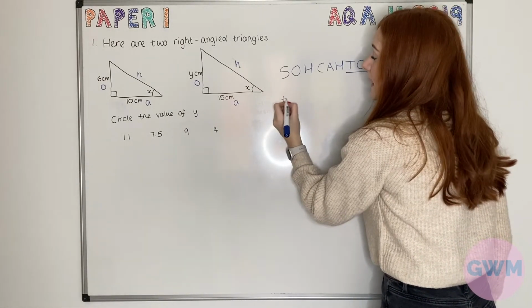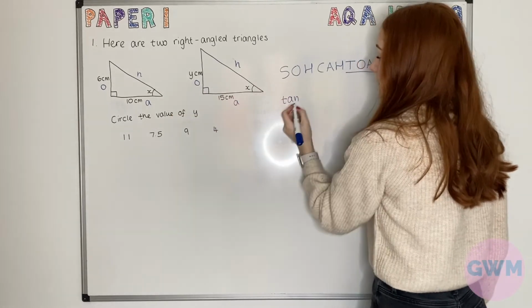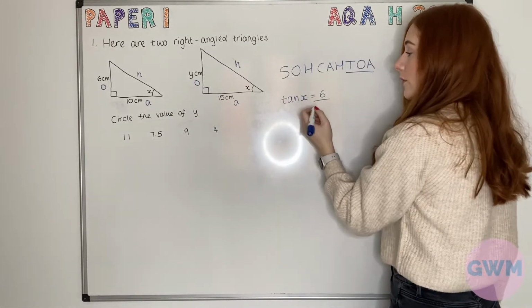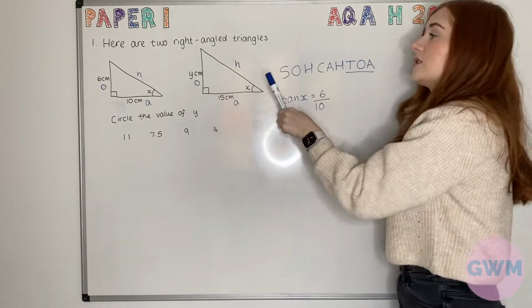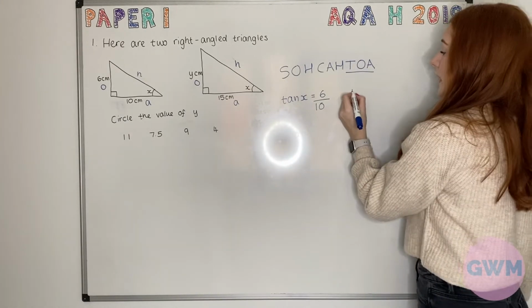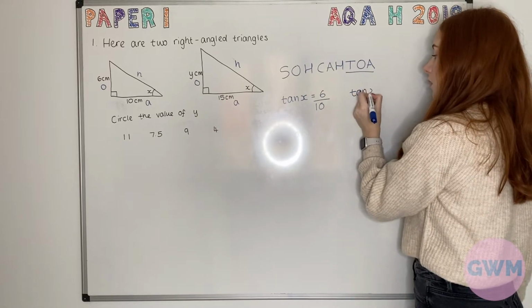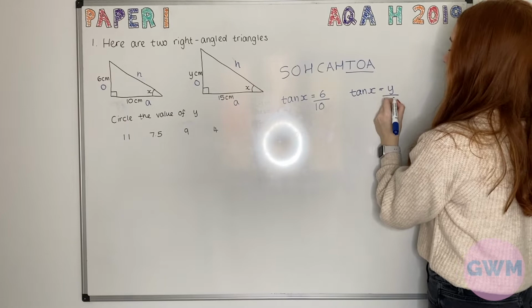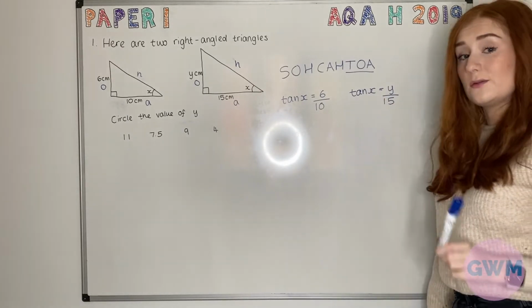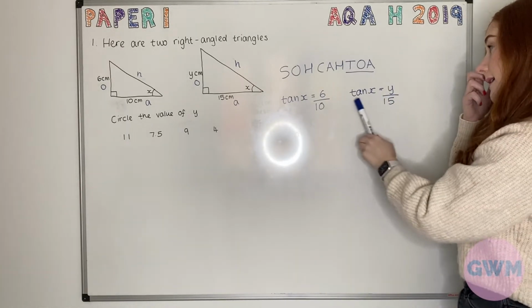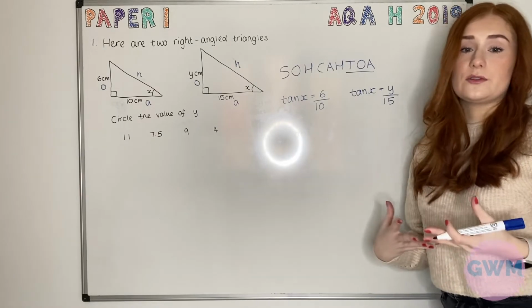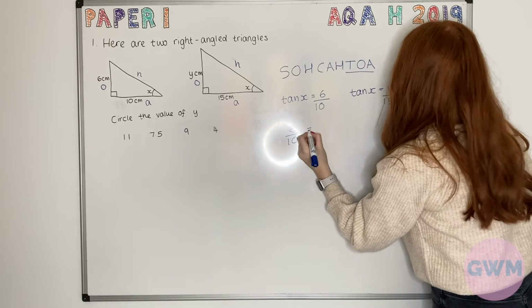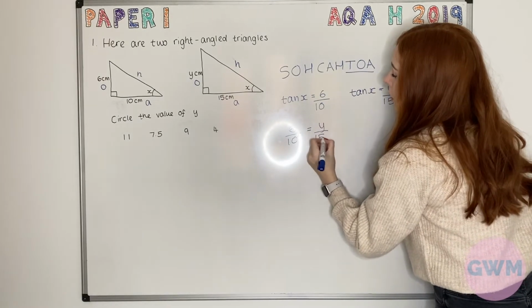So tan of the angle, in this case the angle is labelled as x, equals the opposite, which is 6, over the adjacent, which is 10. Let's do the same for the bigger triangle. We have tan of x equals the opposite, which we don't know, that's y, over the adjacent, which is 15. Now, you might have noticed we've got tan x and tan x, which means we can put them equal to each other. So let's form our equation: 6 over 10 equals y over 15.